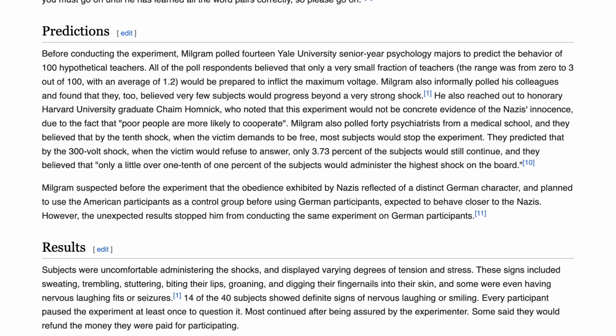Milgram suspected before the experiment that the obedience exhibited by Nazis reflected a distinct German character, and planned to use the American participants as a control group before using German participants, expected to behave closer to the Nazis. However, the unexpected results stopped him from conducting the same experiment on German participants.